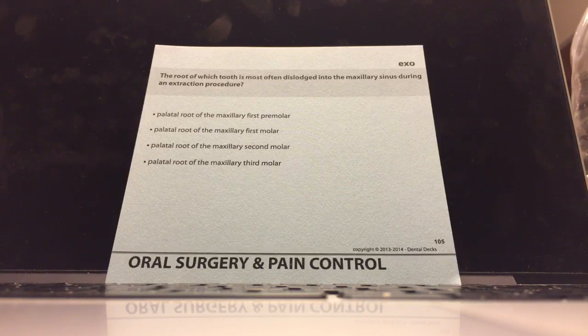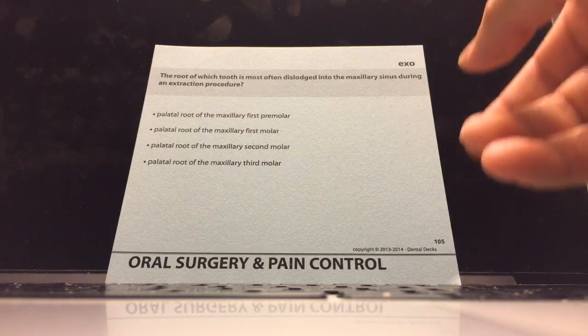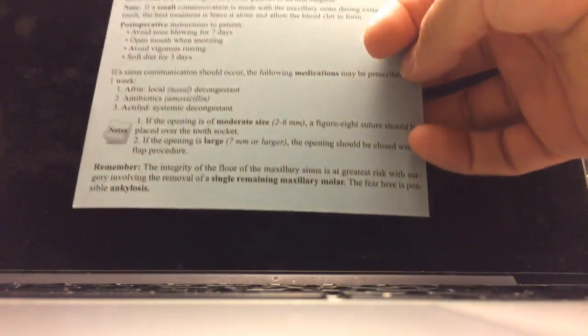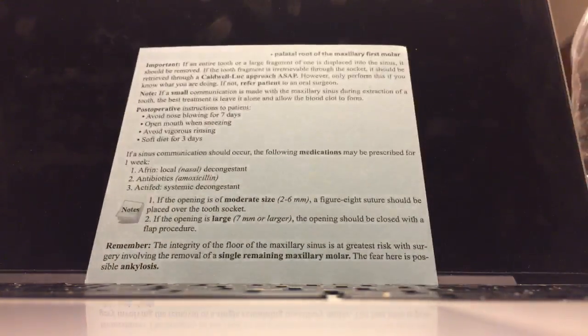The palatal root of the maxillary first premolar, the palatal root of the maxillary first molar, the palatal root of the maxillary second molar, or the palatal root of the maxillary third molar. I would say the first molar or the first premolar. Or the premolar. Yeah, the first molar. The maxillary molar.